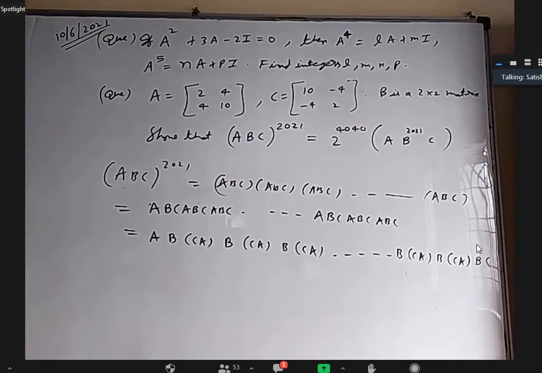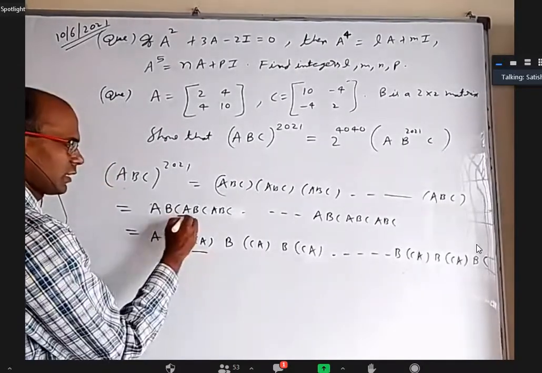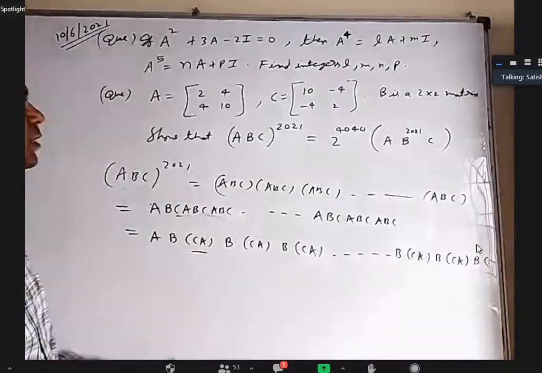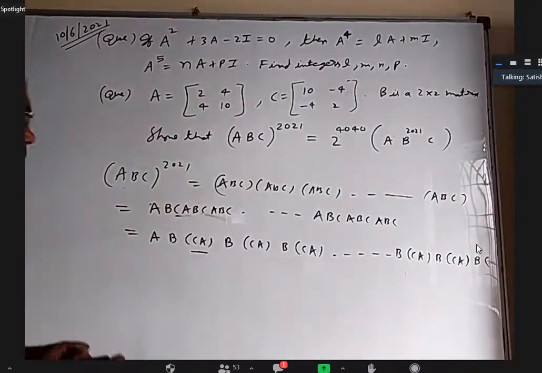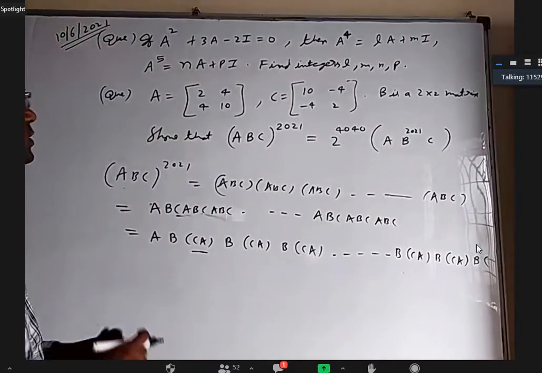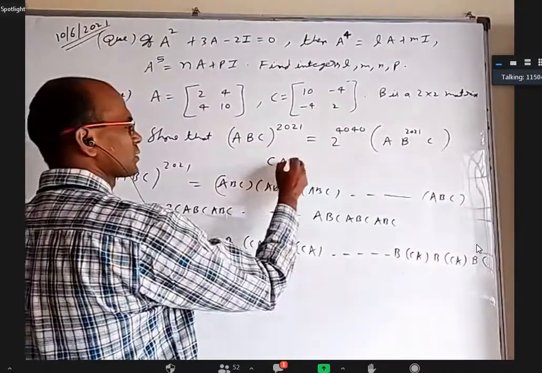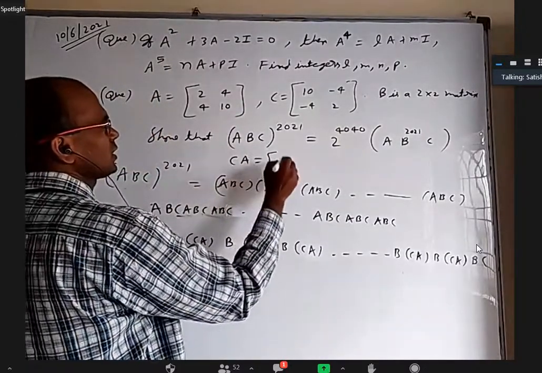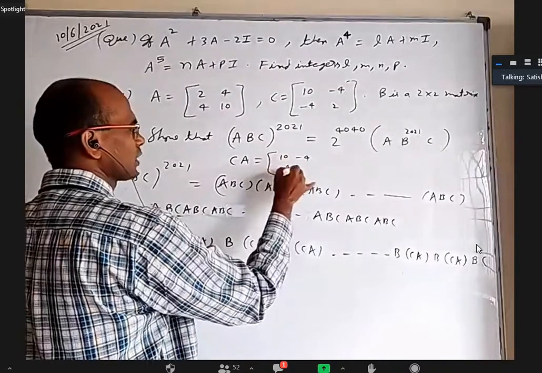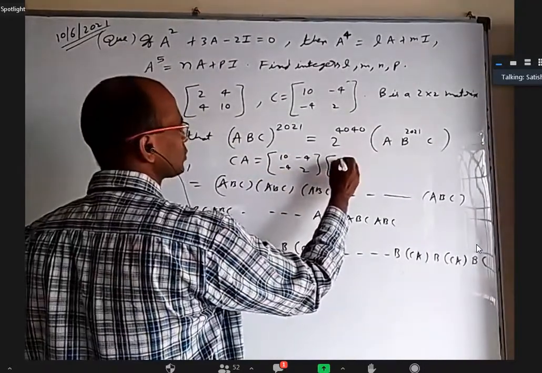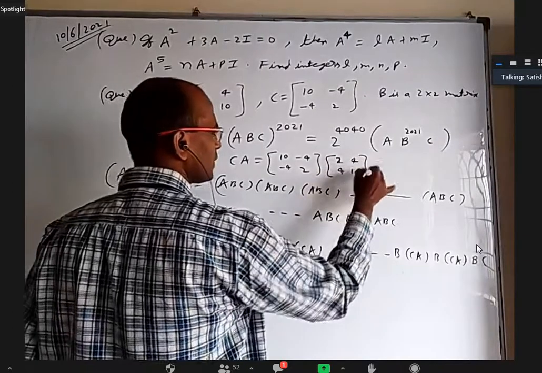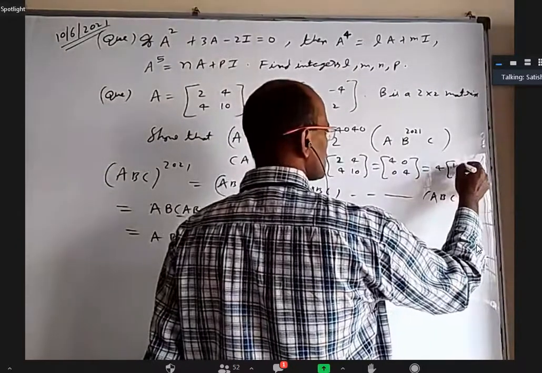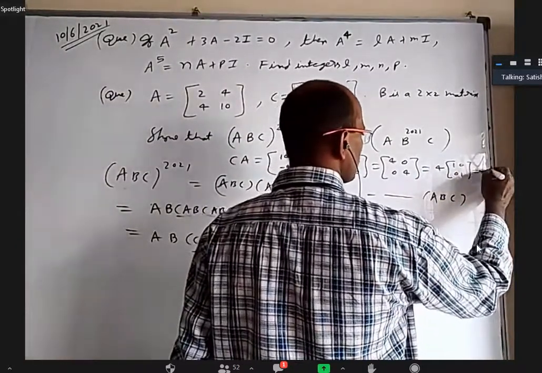Now, in many places I got the CA product. I don't know B, but I know C and A. Can somebody multiply C and A? Tell me what will come. Sir, 4004. Yes, correct. CA is equal to 4004, which is 4 into 1001, which is 4I.